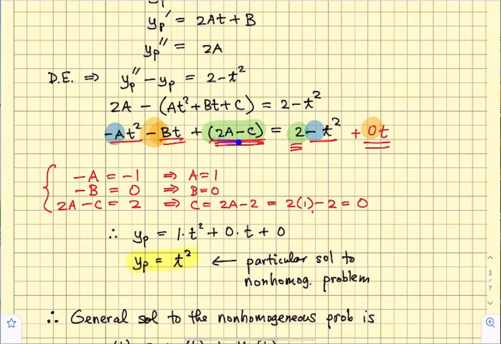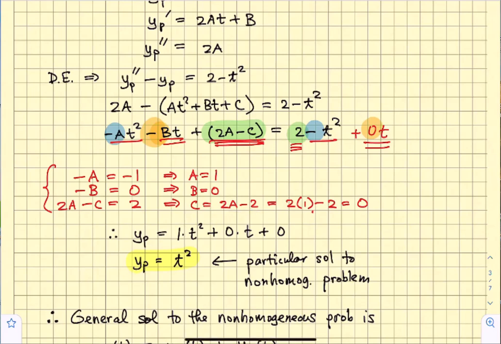And then the constant term here in green must equal the constant term here. So 2a minus c must equal 2. We'll write that down. If we rearrange, we already found a was 1, so we can rearrange this to solve for c, and we find that c is 0.